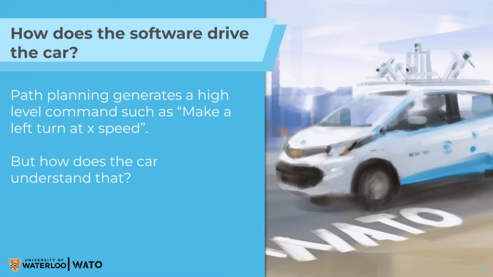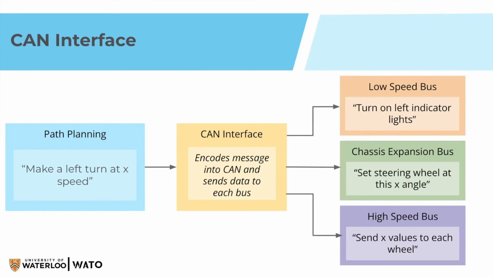So how does it do that? This is where a middleware or some sort of link would be really useful to decode this information and encode it to something that the bus can understand. So let's take a look at this example. Make a left turn at X speed. We will have a CAN interface that acts as a bridge between the high-level software and the low-level hardware to actually control and actuate the vehicle.